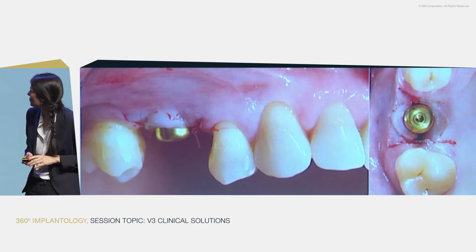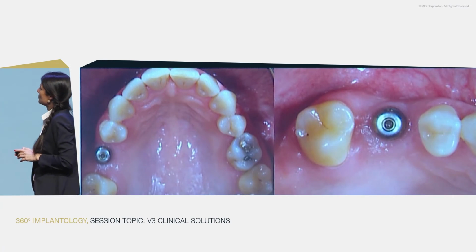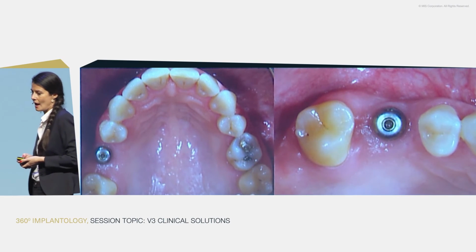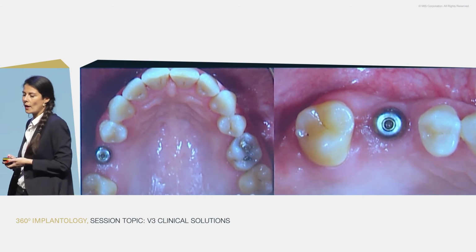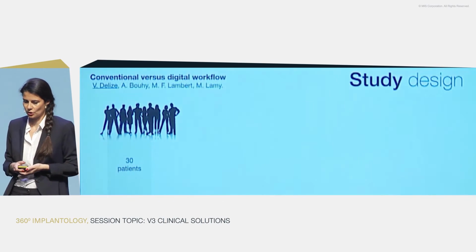So I think we don't have to go for all the sutures. This is how it looks after the surgery, and this is how it is after 3 to 4 months, when we were ready to start the prosthodontic rehabilitation.